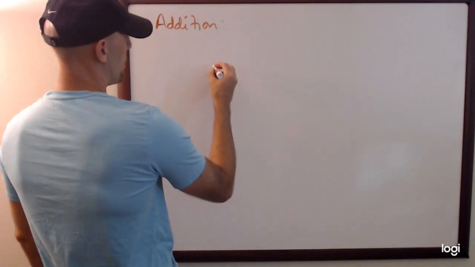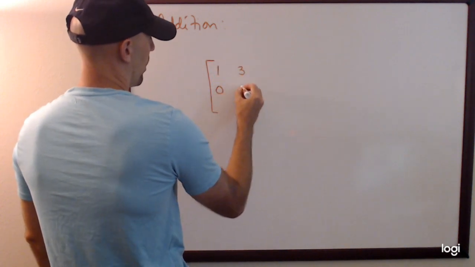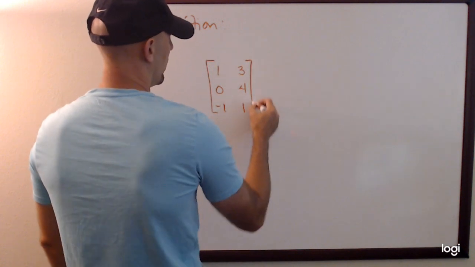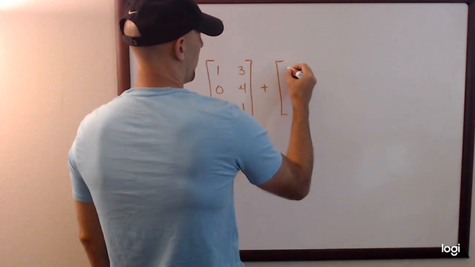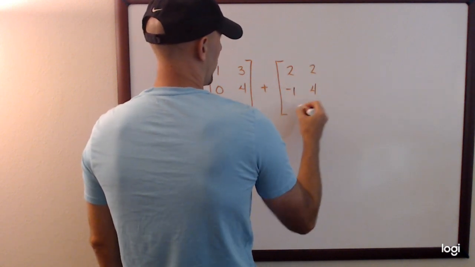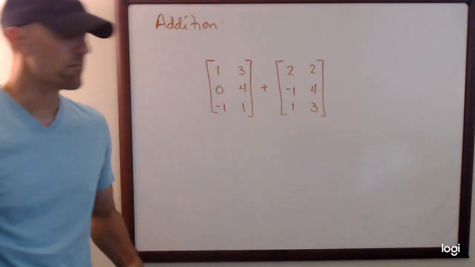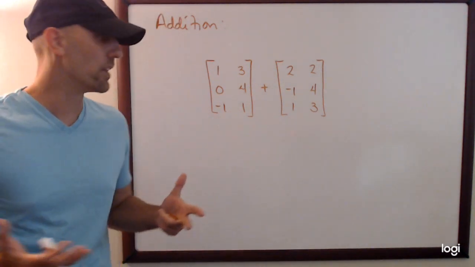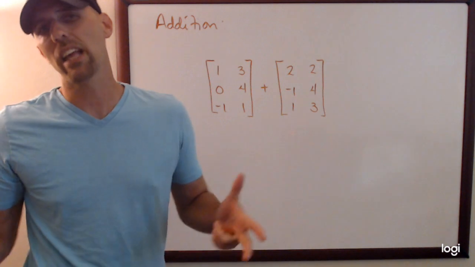So let me make up a matrix here. So I've got 1, 3, 0, 4, negative 1, 1. Okay, and I would like to add that to 2, 2, negative 1, 4, 1, 3. Okay, and again, intuitively, if I were to add these two things together, the most natural thing is, well, what if I just add the corresponding components here? And that's exactly how we do this, right?